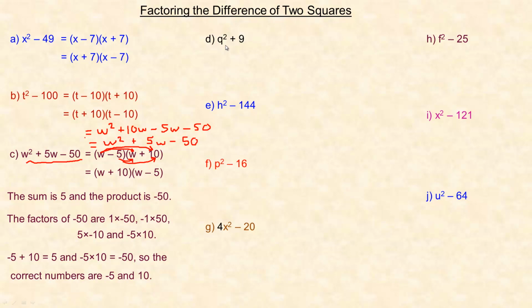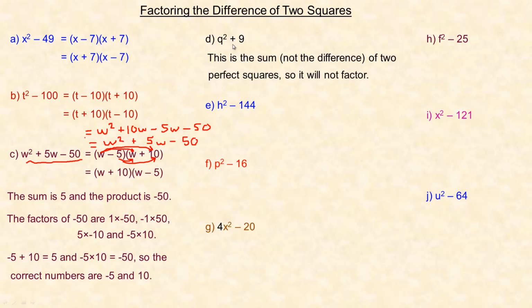D up here next. Now, q squared is a perfect square, and so is 9, but this has got a plus in the middle. It's the sum of two squares, not the difference. So it will not factor. So q squared plus 9 doesn't factor. It kind of looks like the difference of two squares, but it's the sum of two squares instead, so it does not factor.